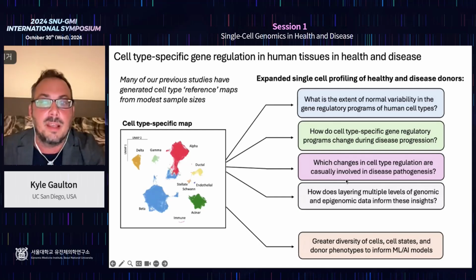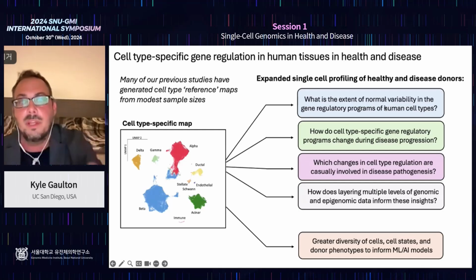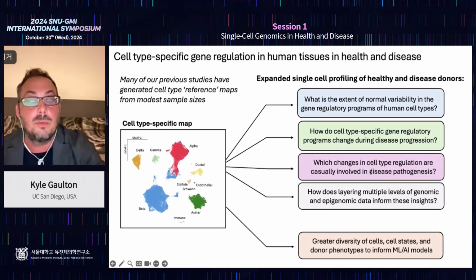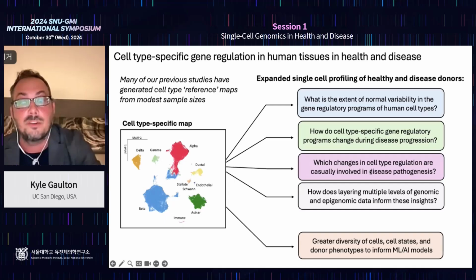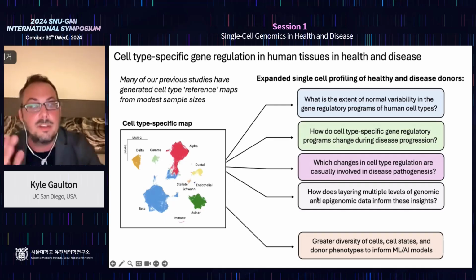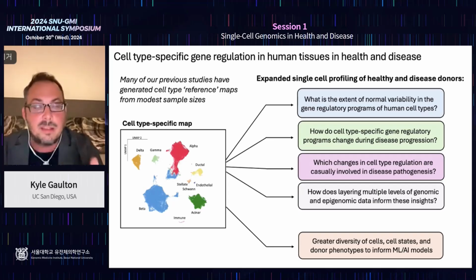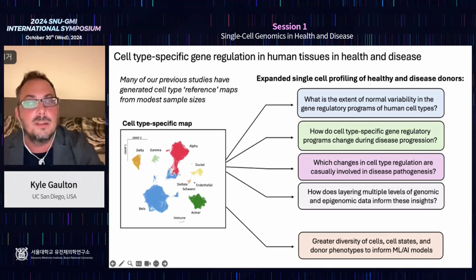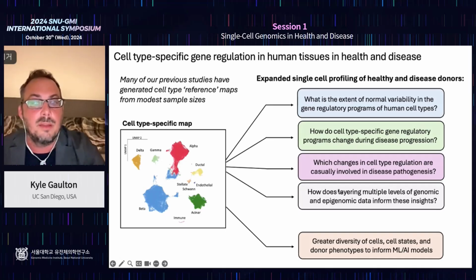And that allows us to ask a variety of questions, such as what's the extent of normal variability in the regulatory programs of human cell types? How do these programs change during disease? When combined with genetic data, what changes during disease progression or physiology are causally involved in disease? Increasingly we're generating data from not just ATAC-seq and RNA-seq, but multiple layers of the epigenome and gene regulation. And so how does layering multiple levels of data inform these insights?